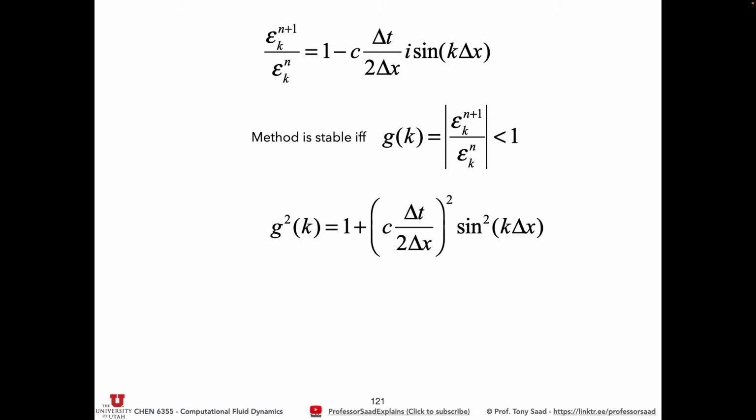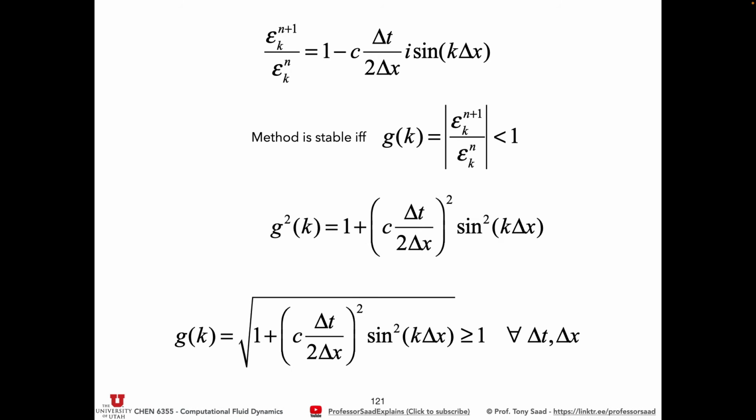Now this changes everything. We thought we had a negative sign. Remember, FTCS on advection is unconditionally unstable. So we expect g to be greater than 1. And indeed, g squared is greater than 1. You take g, which is simply the square root. It's always greater than or equal to 1. And that's why that scheme is unstable.